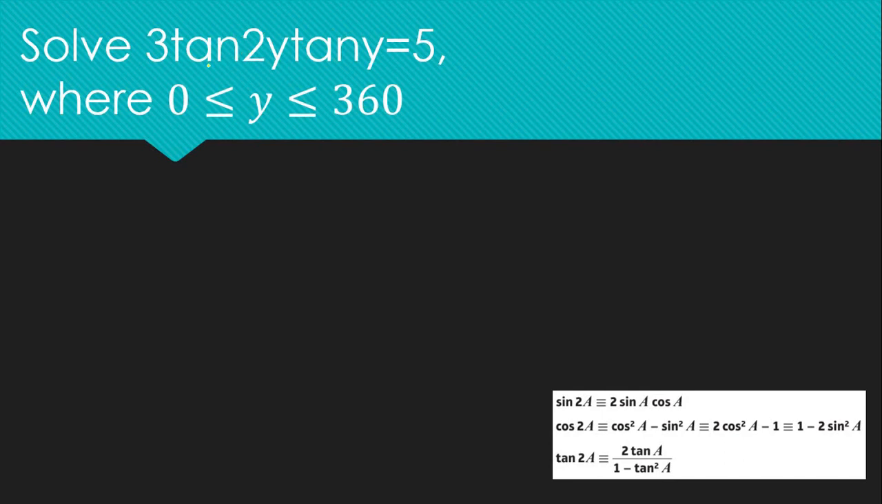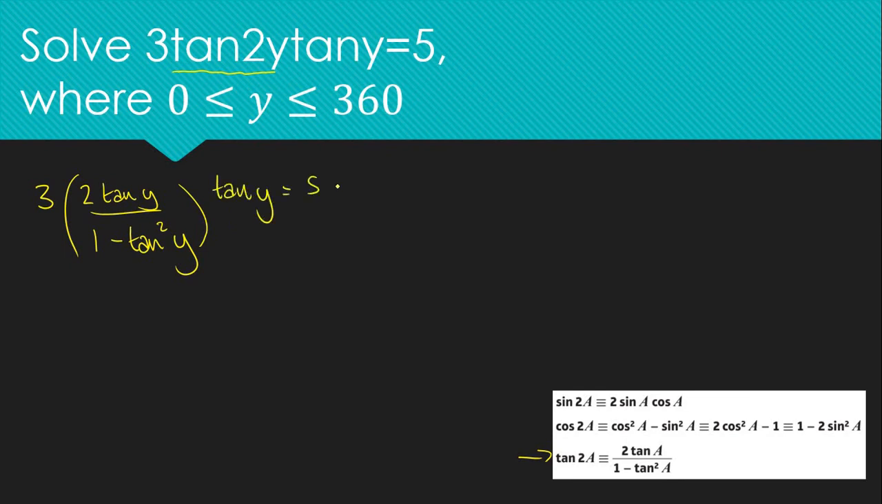So what I'm going to do is try to use a double angle formula on tan of 2y. So I'll get 3 lots of 2 tan y over 1 minus tan squared y. Okay, that's what tan of 2y could look like. You can use the double angle formula that's there. Lots of tan y equals 5.